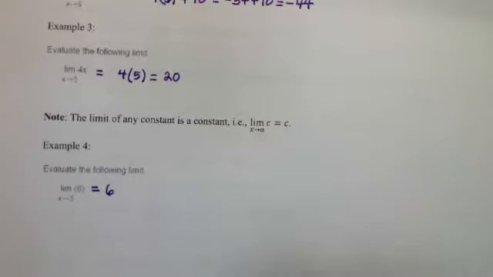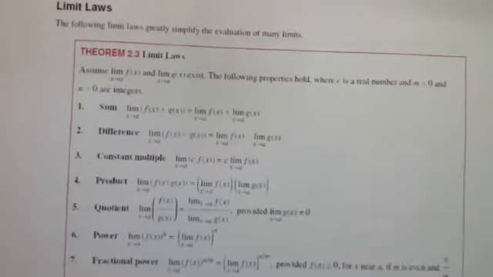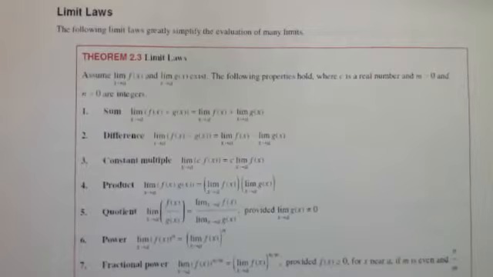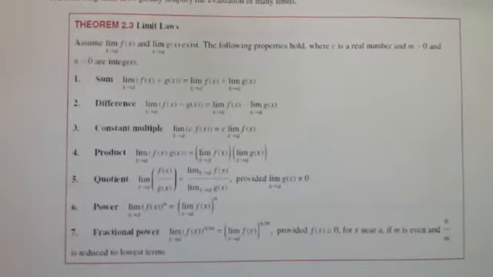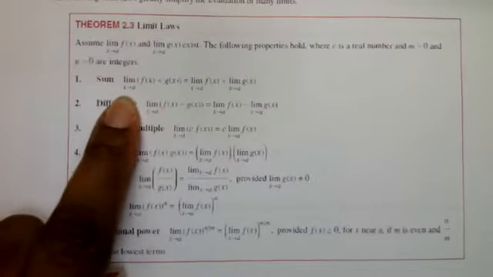Okay. All right, now on the next page are the limit laws. The following limit laws greatly simplify the evaluation of many of these limits. So here they are. There are 7 of them. We're assuming that the limit as x approaches a of f of x and the limit as x approaches a of g of x exist. The following properties hold where c is a number and m and n are integers greater than 0.